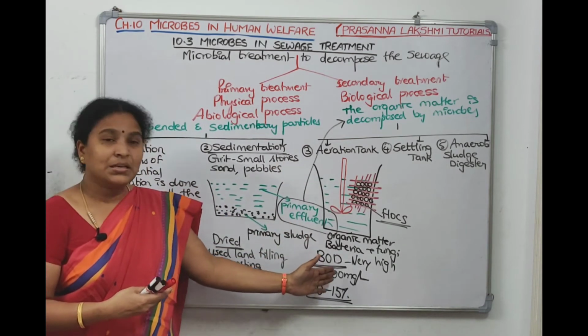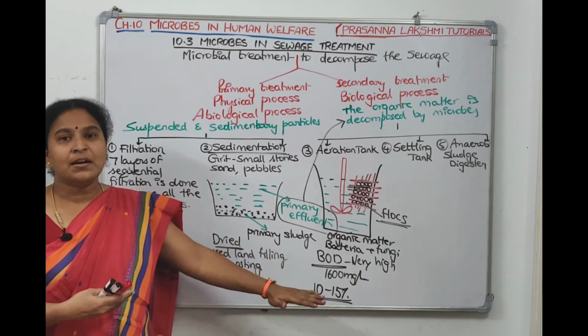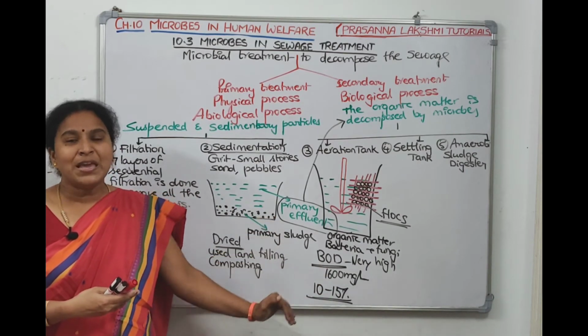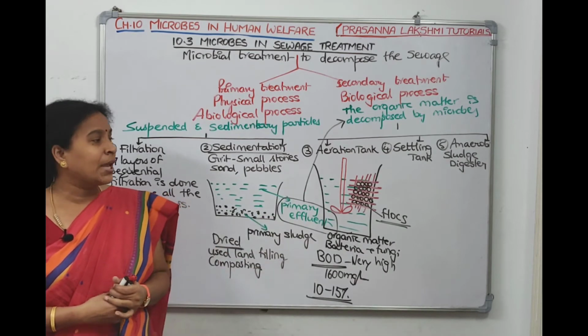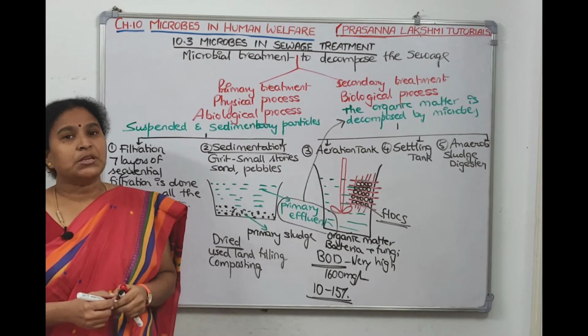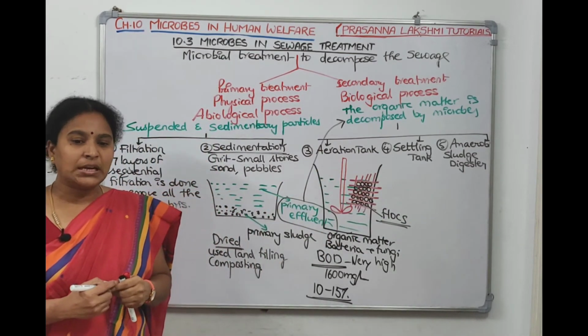And above this, it is highly polluted. If the BOD is 1400, 1500, it is moderate. If it is less than 1400, it is a weak sewage sample. Now when the BOD drops down, we will take all this to the settling tank.